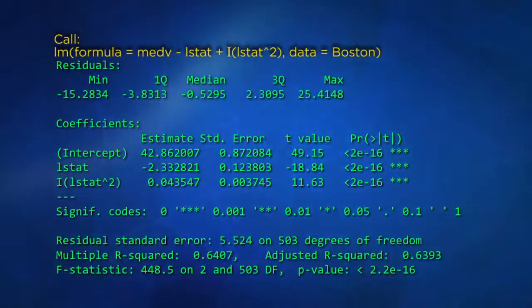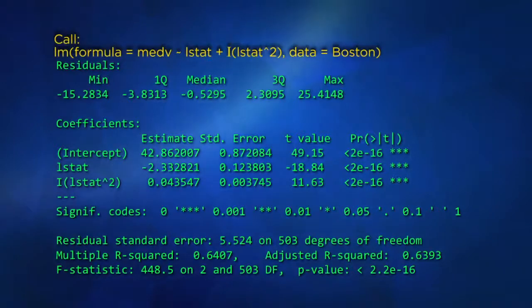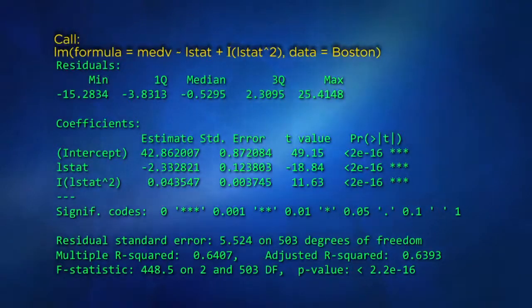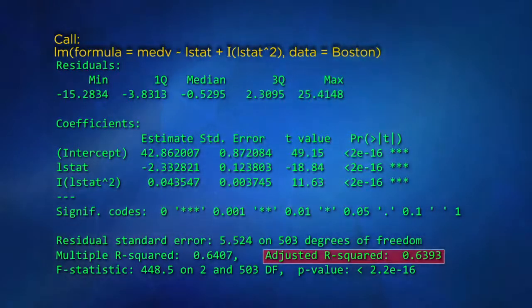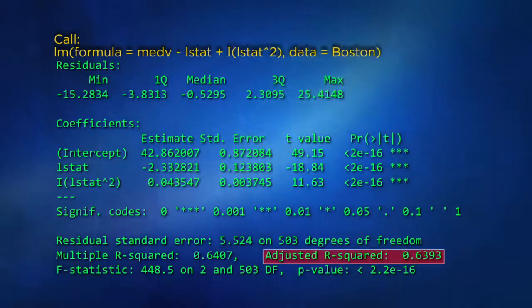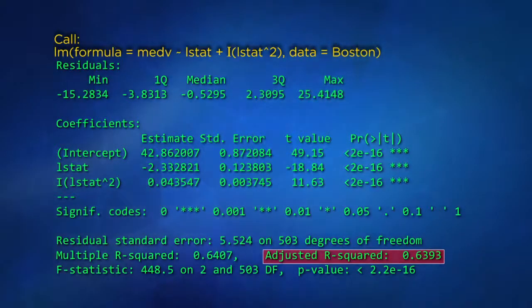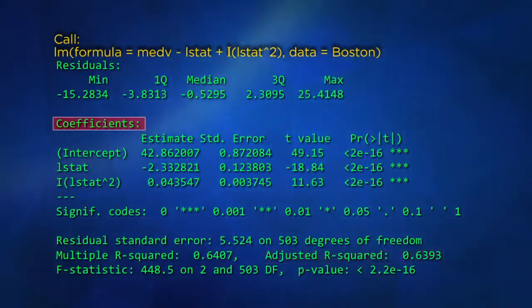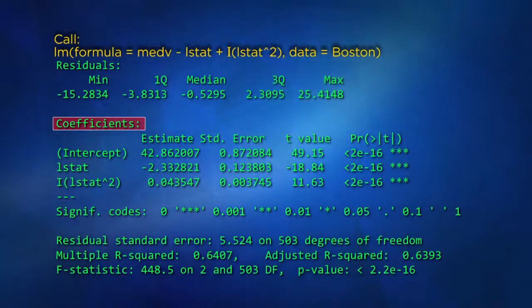Notice here, the polynomial fit seems to do a better job of actually calculating the trends in your data. In fact, look at that R squared value. It's actually improved. Notice here that once we fit a polynomial regression, we've improved our adjusted R squared value from around 0.54 up to close to 0.64. And each of our coefficients are all significant.